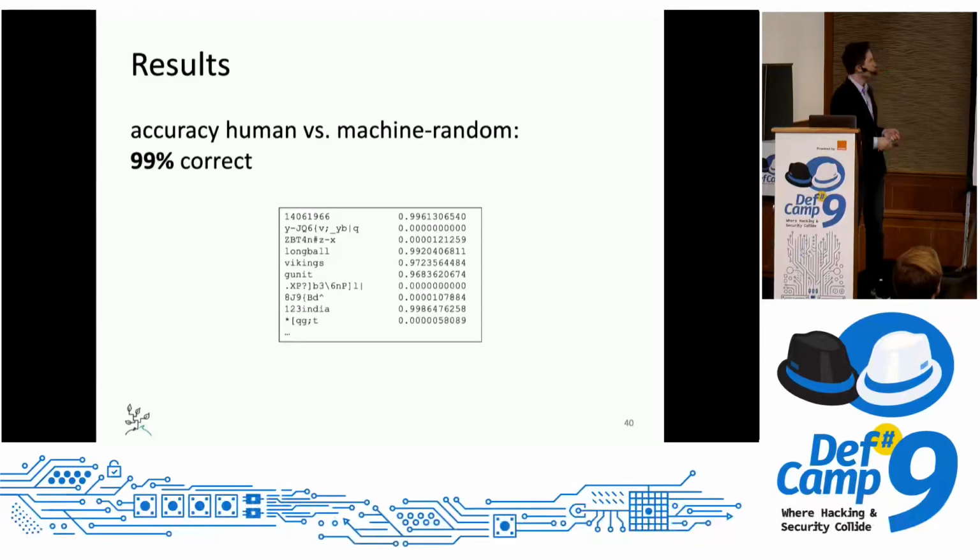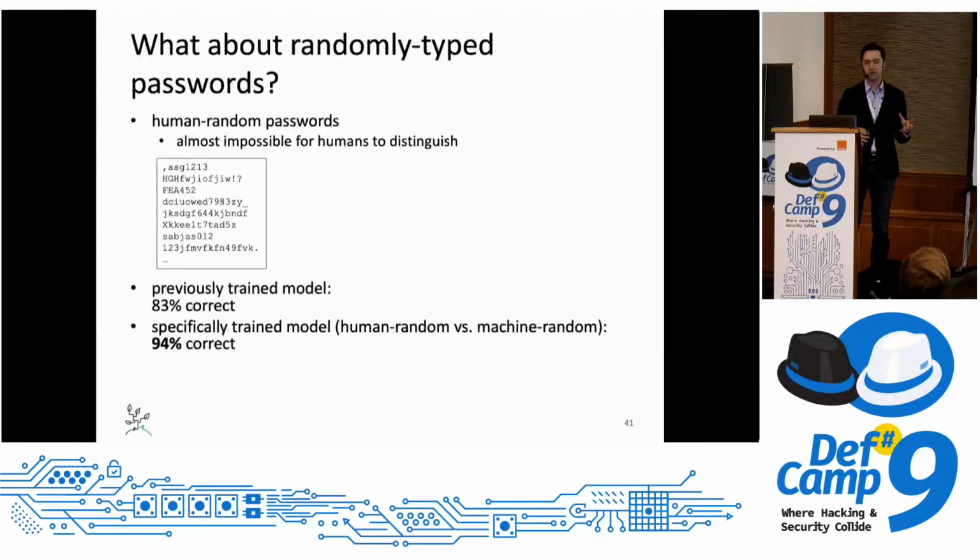But as you can probably remember, there is also this type of password, these human randomly typed passwords. These are randomly typed passwords by humans, for instance. So these passwords really look like they were machine generated. As a human, I'm not able to tell you whether these were generated by a human or by a machine. But the already existing model was 83% correct in these kinds of scenarios. Then I did a retraining on human random and machine random passwords, and I got 94% correct. So that's actually pretty good. Better than any human can do.